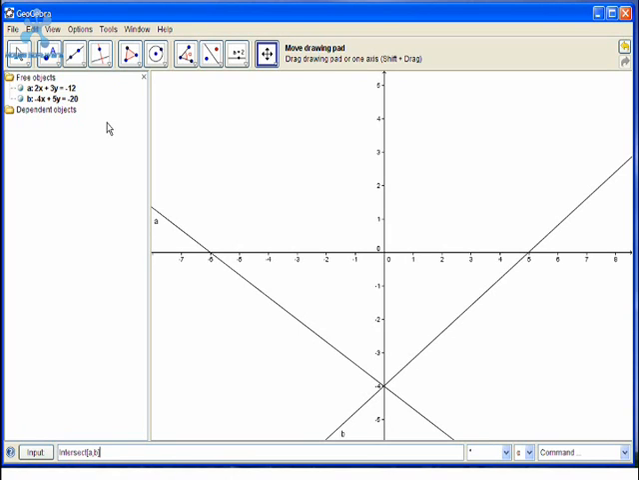Okay, and if I tell it to do the intersection, boom, there it is, and it gives me the ordered pair 0, negative 4. And then we talk about what that means. That is the point at which those two lines cross. There's no other point at which those two lines will cross.